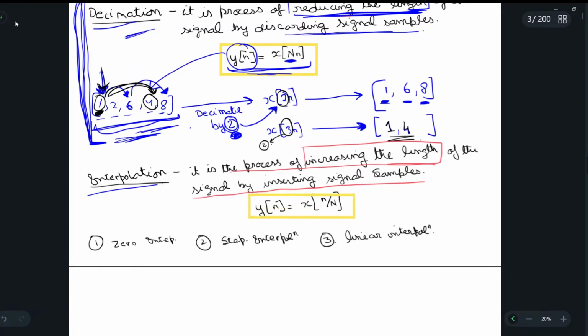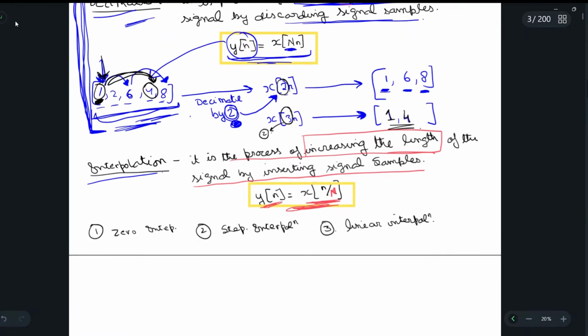We have y[n] over here as above, and now we are going to write capital N below the small n part. So this is how interpolation is represented. We will discuss each interpolation step by step. First we have zero interpolation, then step interpolation, and lastly linear interpolation.